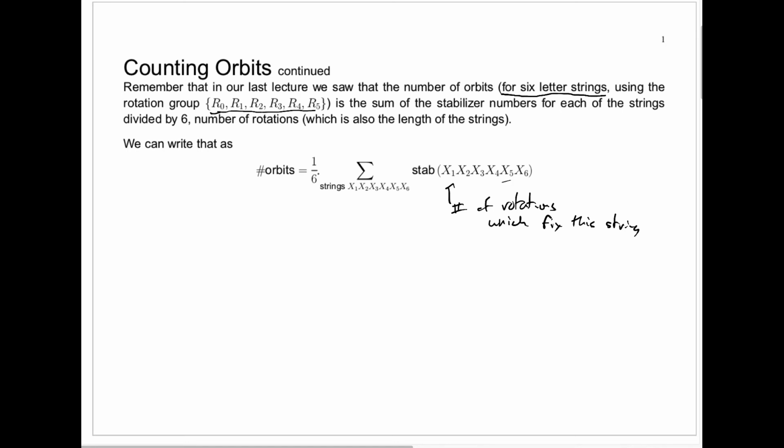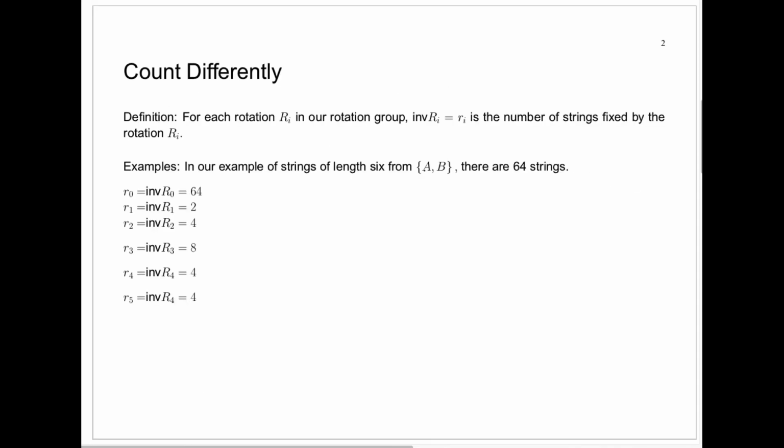Now that's fine as a counting method, except when we have a large number of strings. This is not an efficient way to do things, and in a typical problem there'll be a very large number of strings. This isn't even necessarily more efficient than just listing all the strings and grouping them by their orbits. So the question is, has this helped us at all? And the answer is yes. It'll help us because we can take this sum of stabilizer numbers and find a different way to express that. In order to do that, we'll have to start counting things a little bit differently.